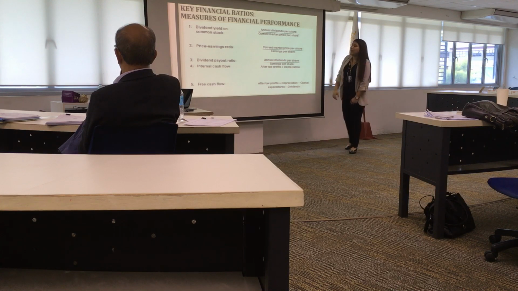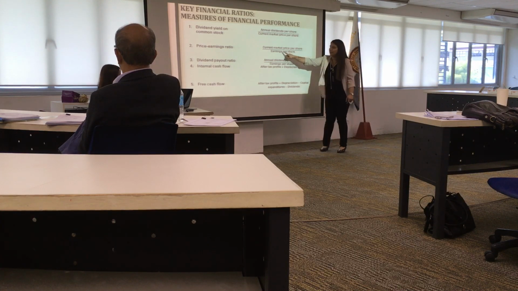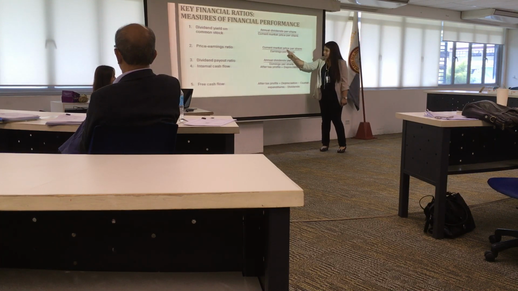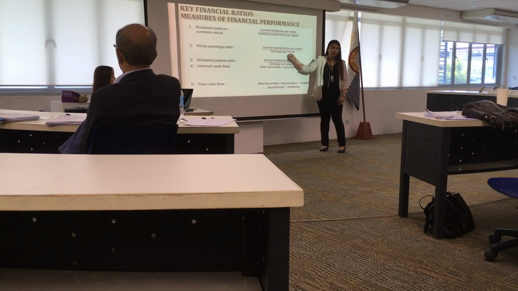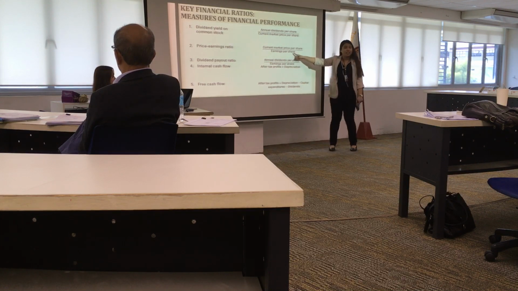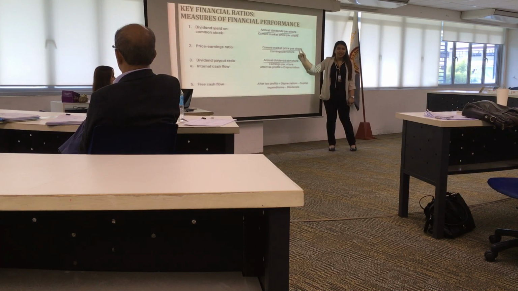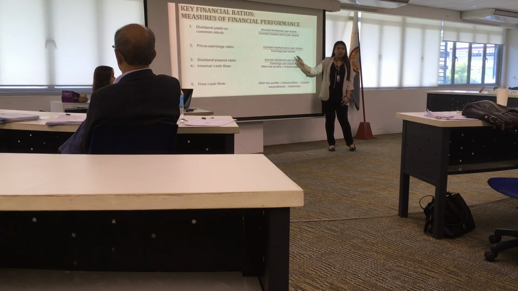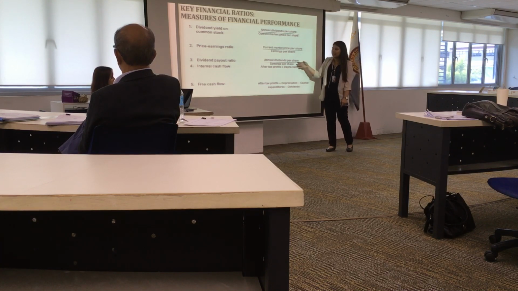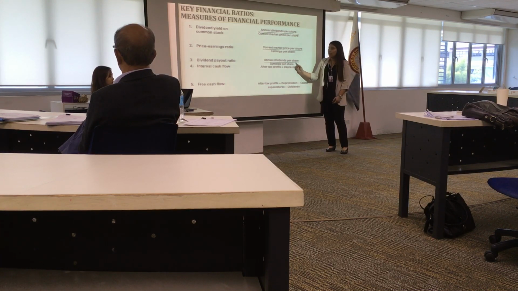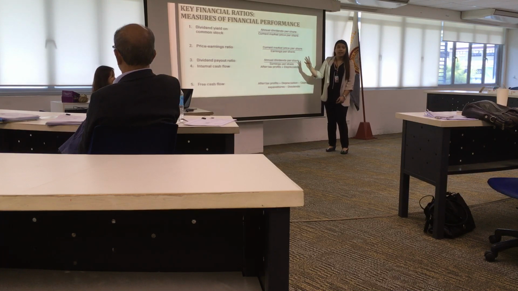Number 2, price-earning ratio. The price over the earning. The current market price or value of the share over the earnings per share, which we computed under the profitability ratio, EPS. What is EPS? Net income or earnings over the total number of shares outstanding. Number 3, dividend payout. So dividend payout is basically your annual dividend per share over your earnings per share.